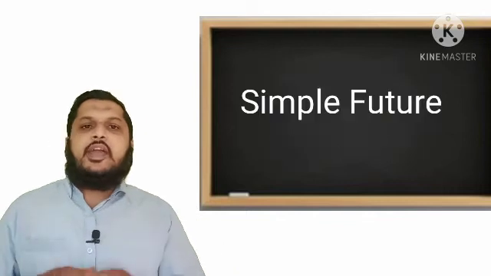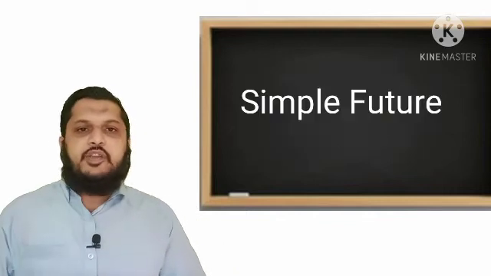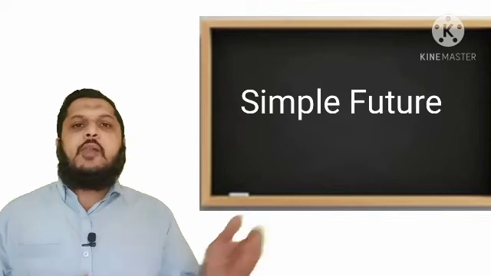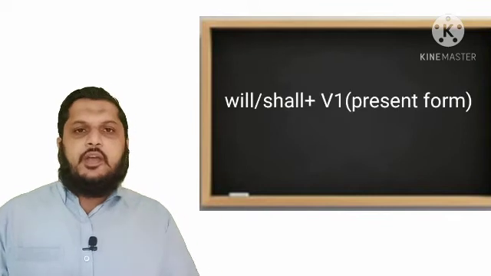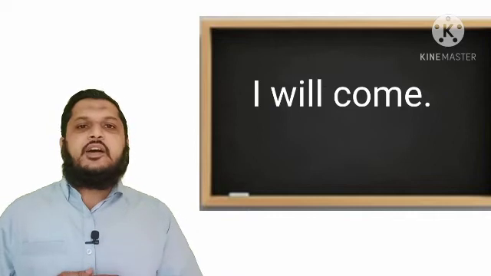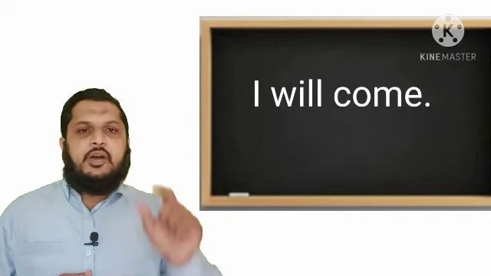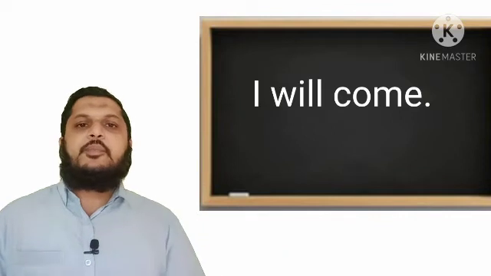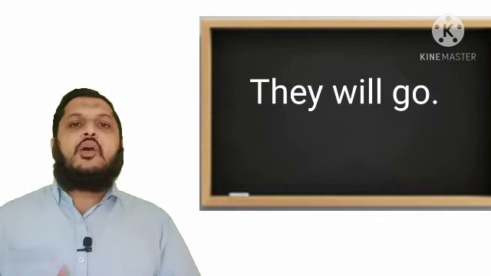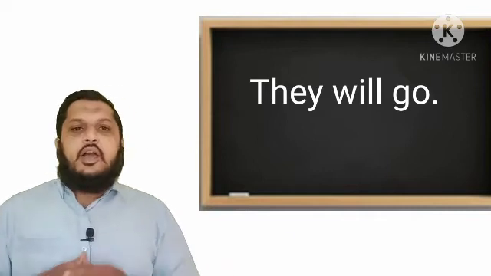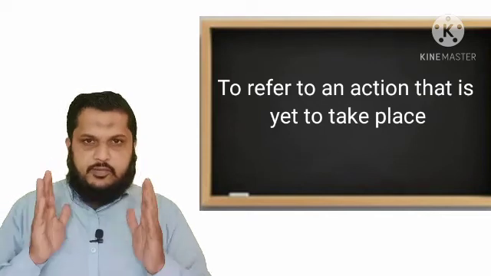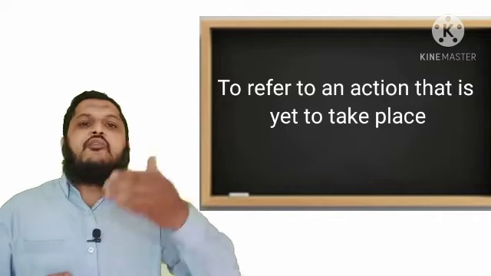Now, first of all, take a look at the form of the verb that we use in simple future. We use will or shall plus base form of the verb. For example, I'll come. Here we use the verb will and the first form of the verb come. They'll go. Will plus go. We use simple future to talk about a future action.